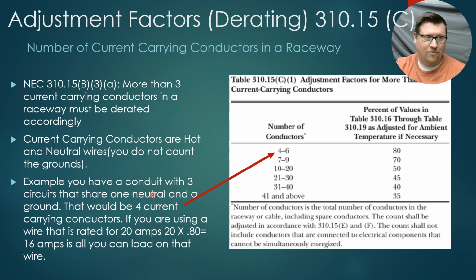As an example, I've got 3 circuits that share a neutral and a ground. So we're going to have 4 current carrying conductors. If they're 20 amp circuits, we're using a wire that's rated for 20 amps. 20 times 0.8 is 16 amps. That's all that I'll be able to put onto that wire.